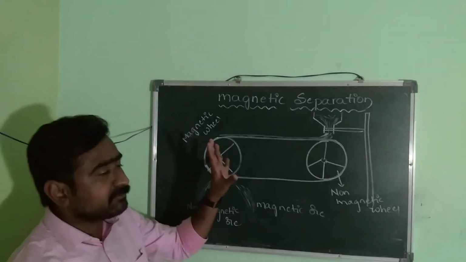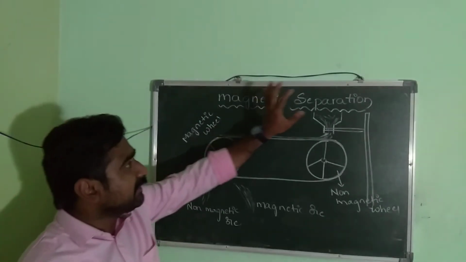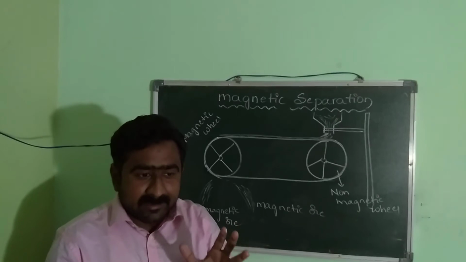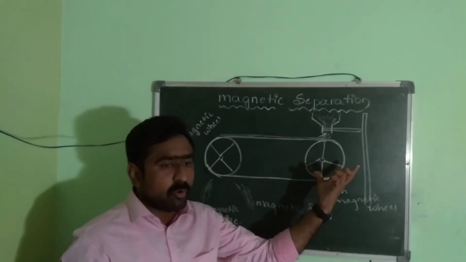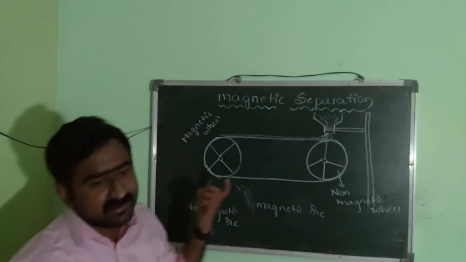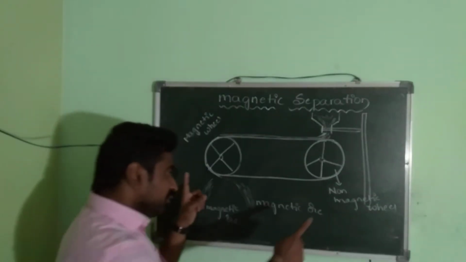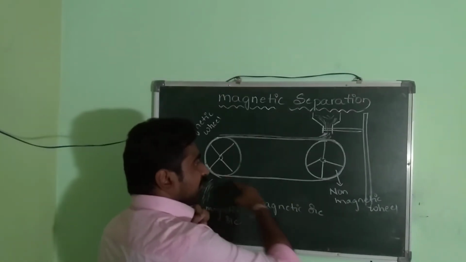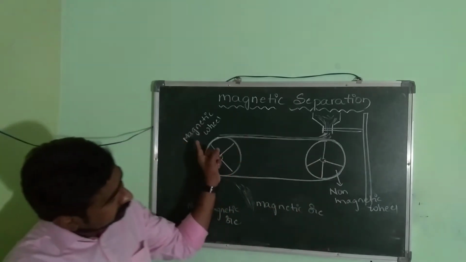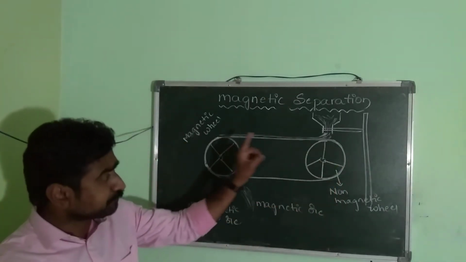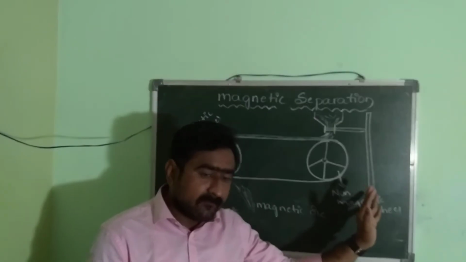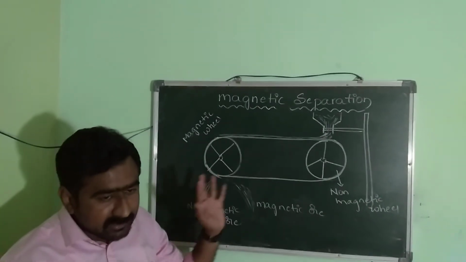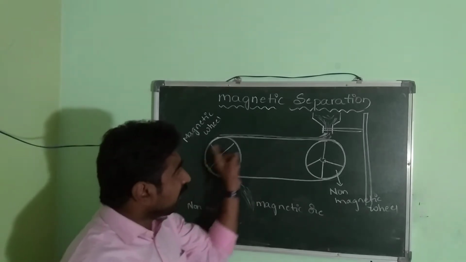In the magnetic separation method, we are going to see the apparatus which has two important wheels. The first wheel is called the non-magnetic wheel and the second one is called the magnetic wheel. These two wheels are connected by a conveyor belt. You can observe it is placed in a belt type arrangement. So these two wheels, the non-magnetic wheel and the magnetic wheel, are connected through a conveyor belt.